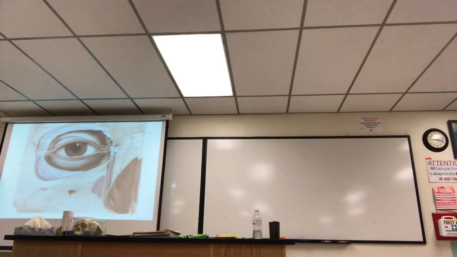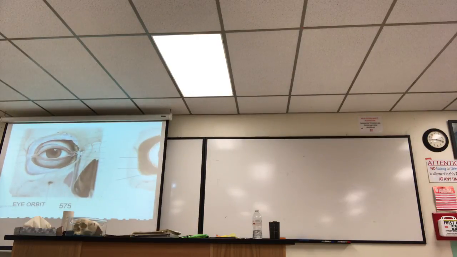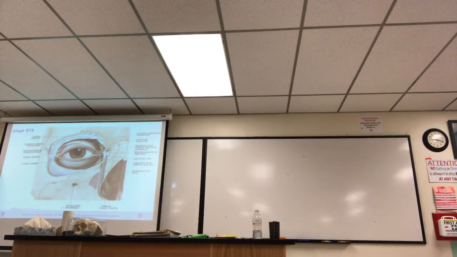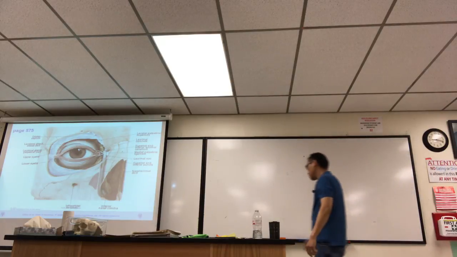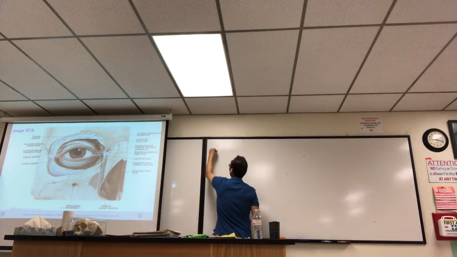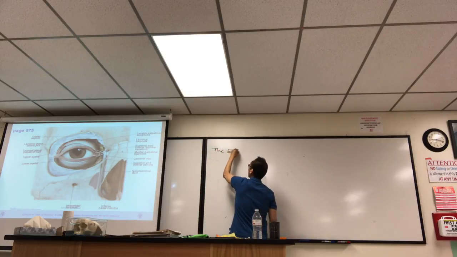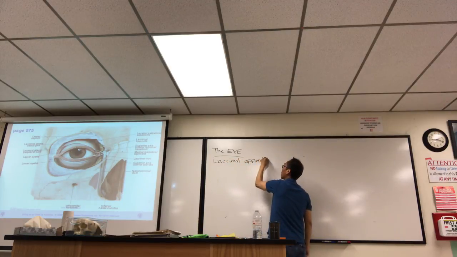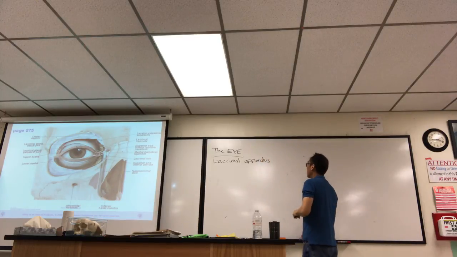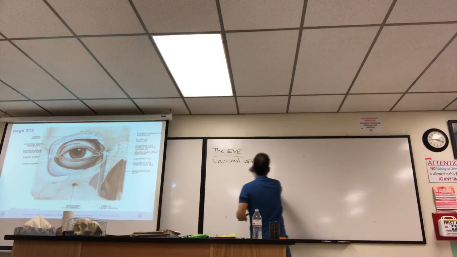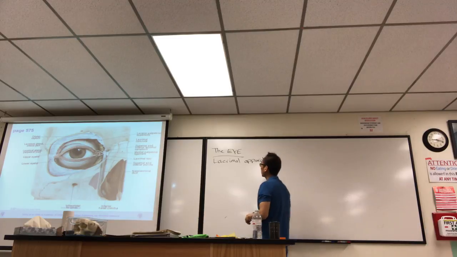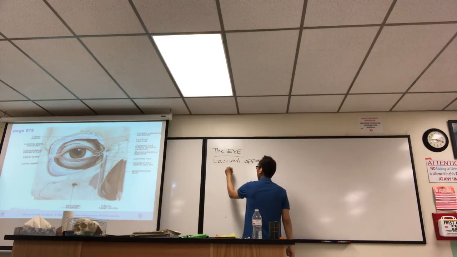This one is showing you the lacrimal apparatus of the eye organ. Let's look at that on this slide here. There's a labeled picture there you can look at. Start with associated eye structures for the eye. It includes the lacrimal gland.